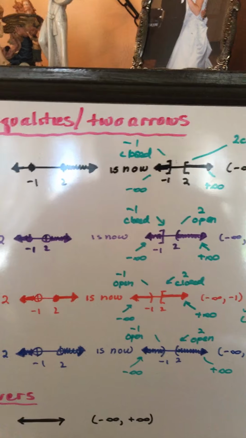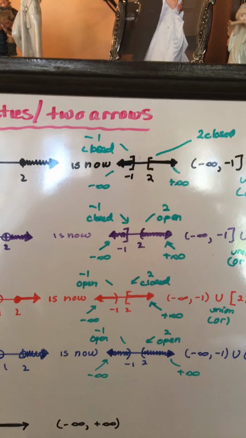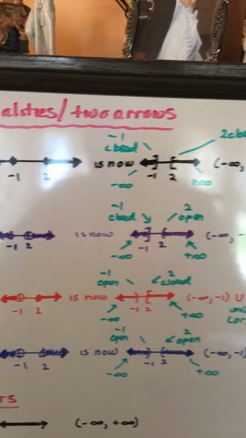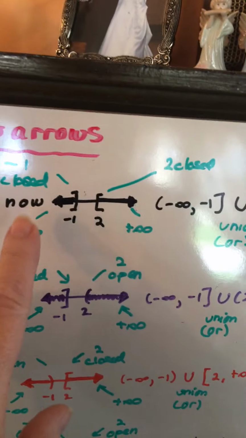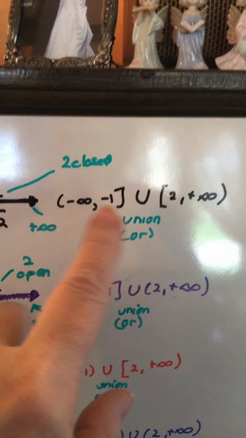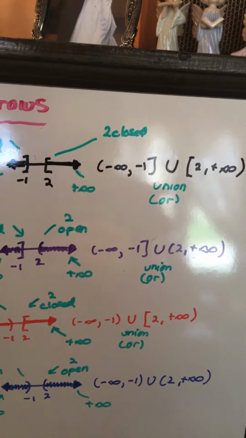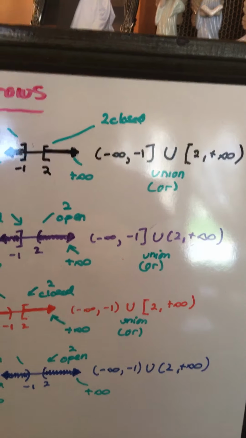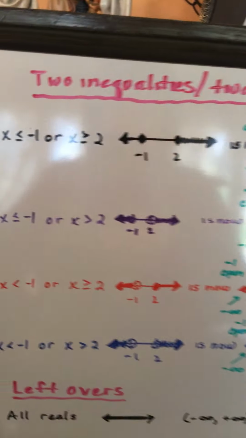So now I just take the closed circle and make it a square bracket, and the other closed circle, make it a square bracket. Now I'm going to have two separate ordered pairs to write, -infinity to -1 and 2 to +infinity. See, it looks like ordered pairs. They really aren't, but open on the infinities and closed on the numbers.